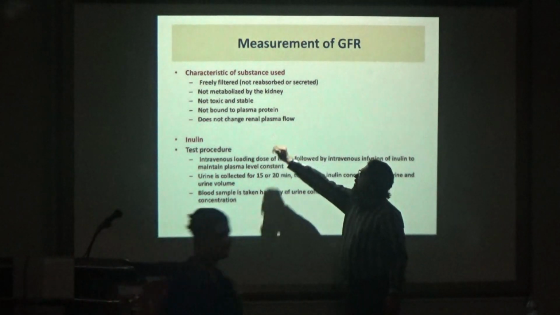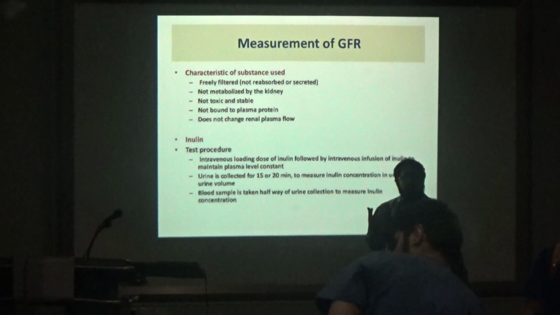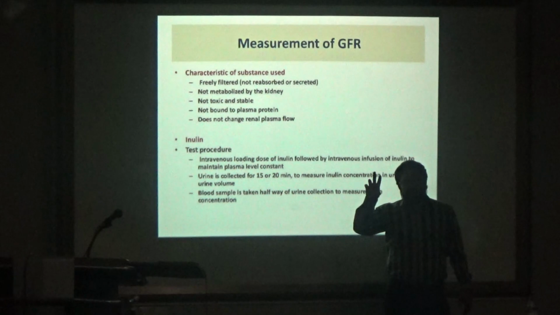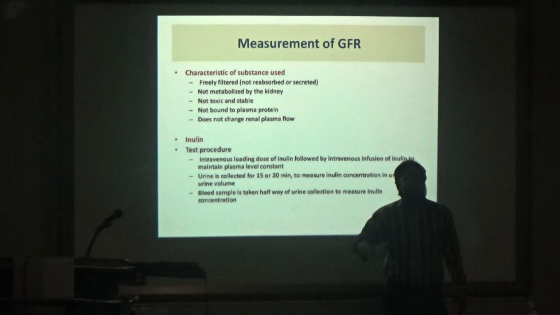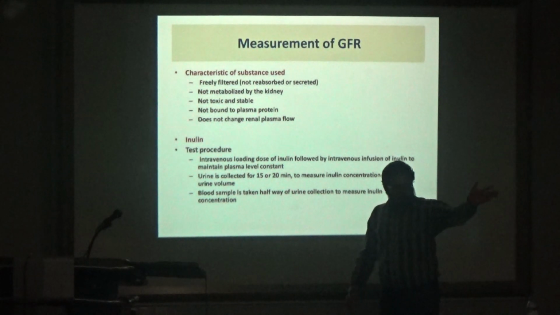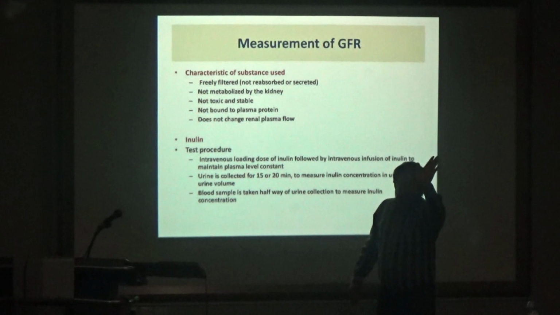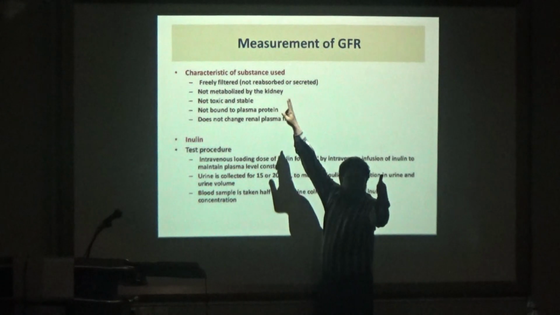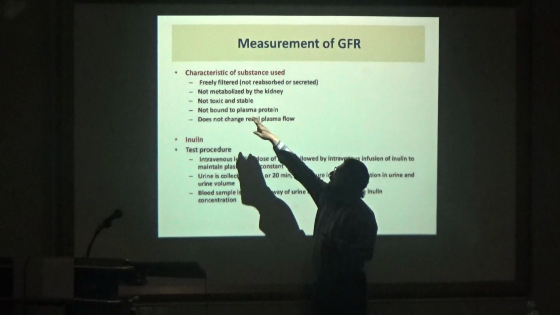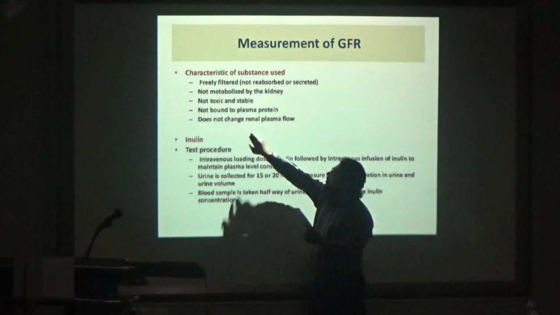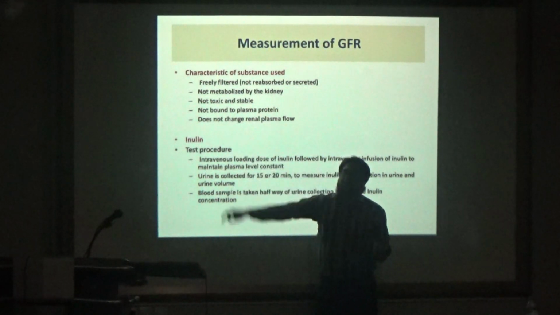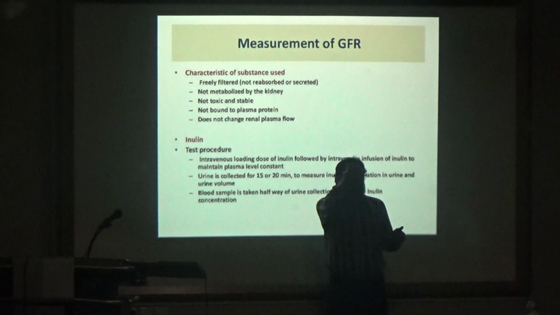It does not change the renal plasma flow. I want to measure a chemical compound that is sympathomimetic in nature. It is freely filterable. It is not metabolized. It is not toxic. It is stable. It is not bound to plasma protein, but it has got sympathetic action. How?